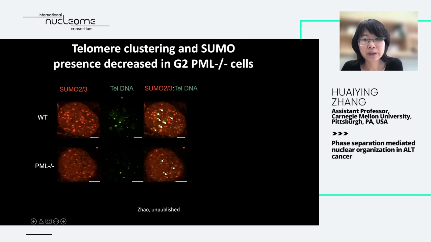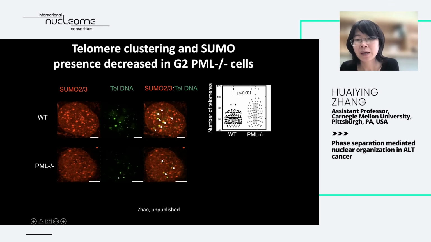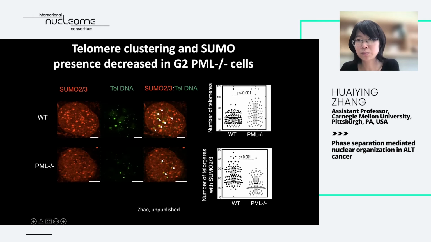So to do so, we synchronize cells in the G2 phase. That's where the endogenous homology-directed DNA repair happens on the telomere. And then we look at the enrichment of SUMO and also the telomere clusters. We see that, as the arrow indicates, the amount of SUMO enriched on the telomere DNA is reduced in PML deletion cell lines. And we also see the telomere clusters actually induced. You can see the large blobs indicate telomere clusters. As quantified here, the clustering is reduced, and the SUMO is reduced.